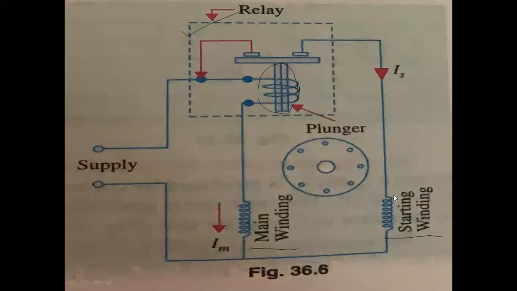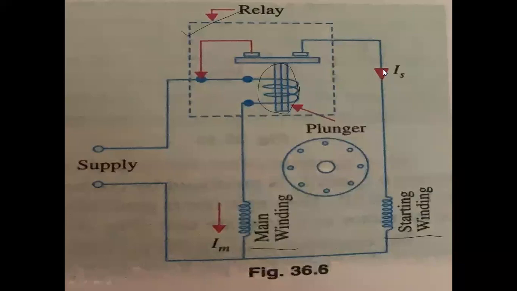Okay, now we will see the operation. During the starting period, suppose IM is large, that means the main winding current is large. The relay contacts, these are the contacts of the relay, will be closed. So when they close, they allow IS to flow. This is the IS. They allow IS to flow and the motor starts as usual.